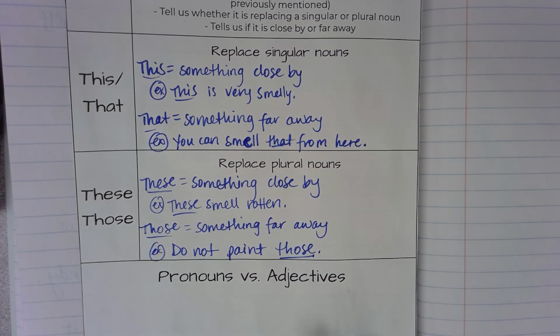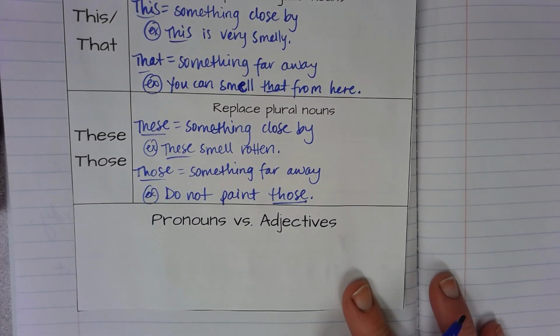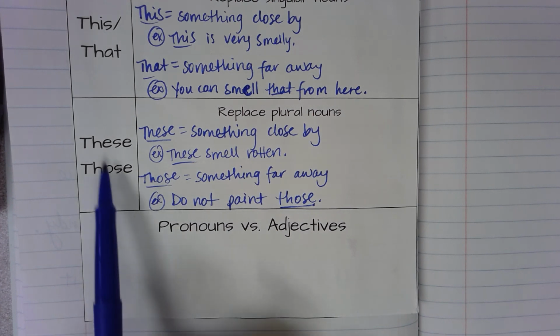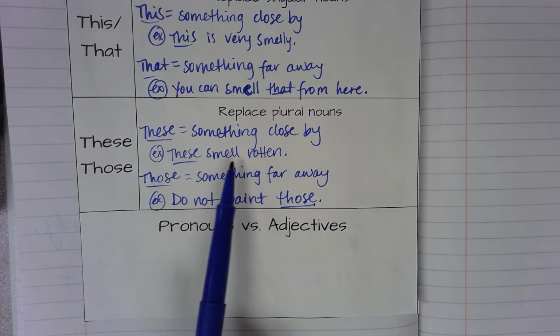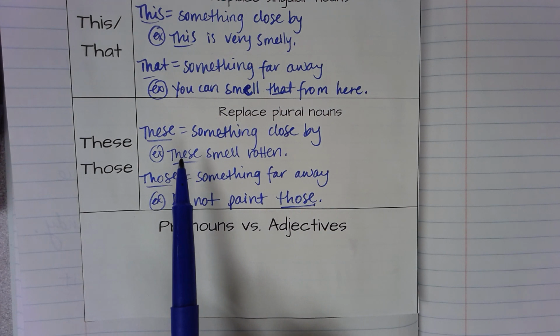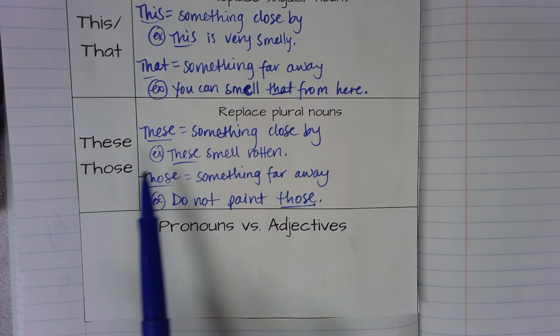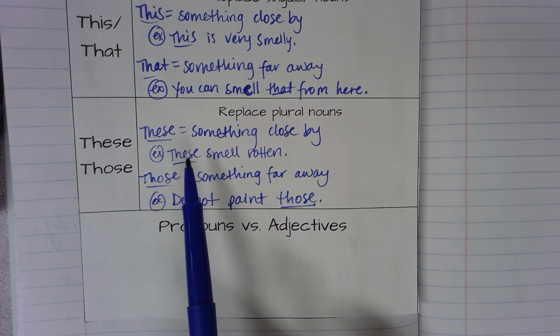However, you'll see that there's another box down at the bottom that says pronouns versus adjectives. These words are pronouns, like we can see, because in the sentences that we have here, they are replacing the noun. These smell rotten. Could be shoes smell rotten. Could be eggs smell rotten. We don't know what it's talking about, but the pronoun is replacing what is being talked about. And so that's why these are called demonstrative pronouns.